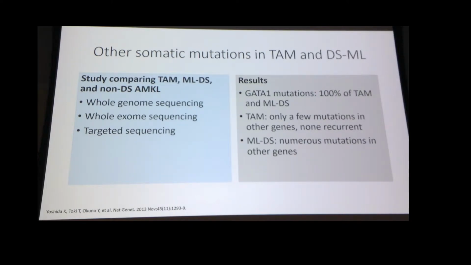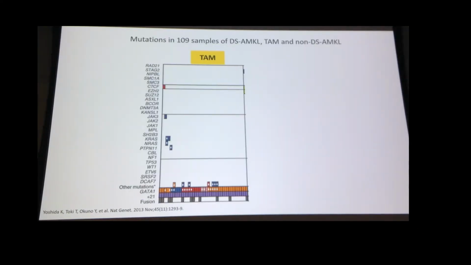We still don't really know what's going on with this disease, but I'm going to present just briefly a study that compared samples from patients with Down syndrome and TAM, Down syndrome and acute leukemia, as well as patients who had a subtype of leukemia, acute megakaryocytic leukemia, not in the setting of Down syndrome. And they did a bunch of different sequencing studies on these samples, and they found that, first of all, GATA1 mutations were ubiquitous among the TAM and MLDS samples. In TAM, there were only a few acquired mutations in other genes, and none of these were recurrent. But in MLDS, there were numerous mutations in other genes, and many of these did occur in more than one case. So here's the main figure from that study.